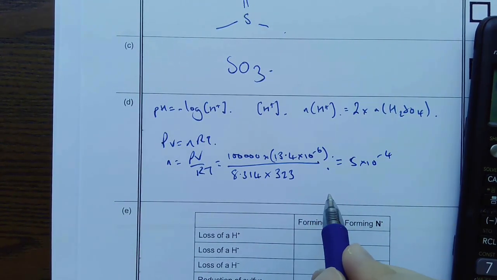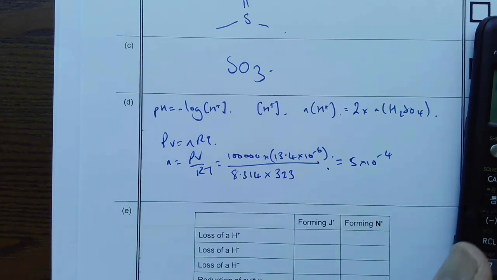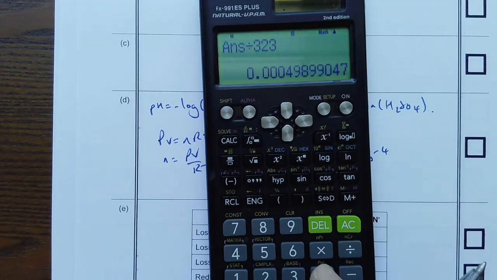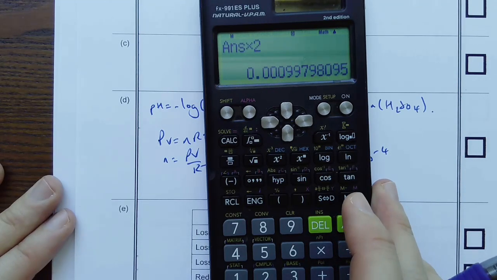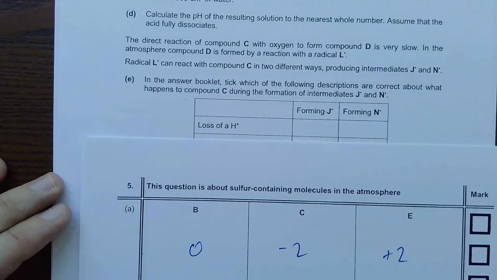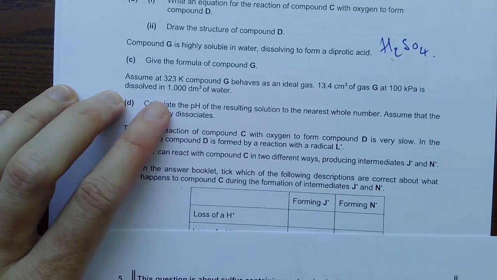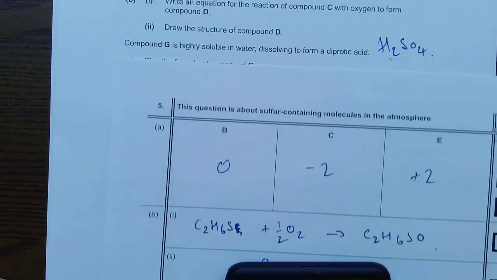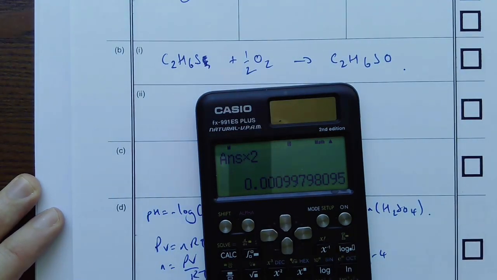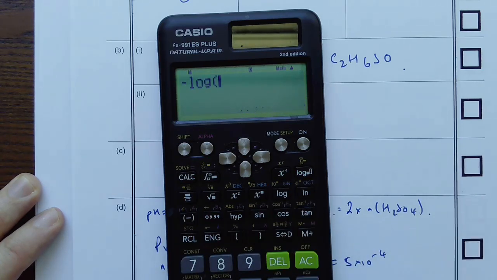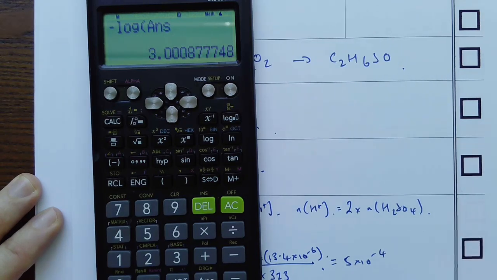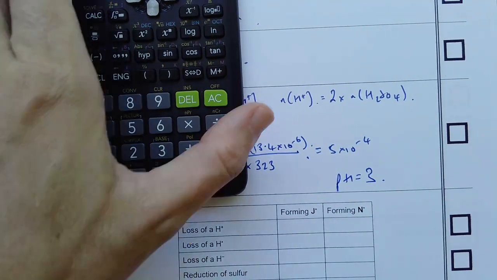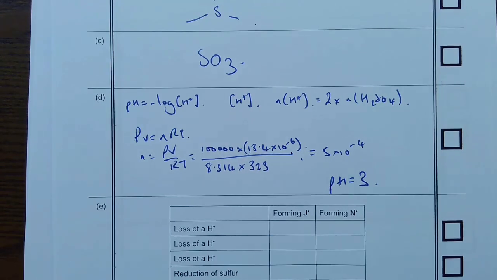Now that's my moles of SO3, which is the moles of H2SO4. So I'm going to multiply that by 2. That's my number of moles. I need to do it in a concentration, but it's dissolved in 1 decimeter cubed, so the number of moles is the same as the number of moles per decimeter cubed. So that is my concentration, and then I just do the negative log. And I get a very nice looking answer: pH equals 3. So I feel like this is a fairly straightforward pH calculation question.